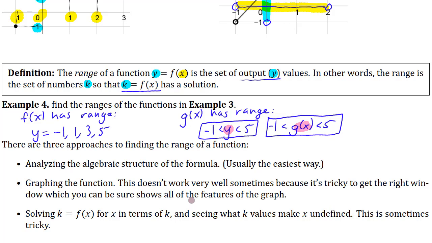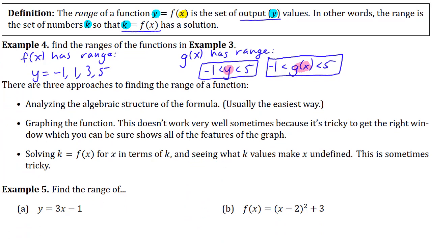You could also do this by actually solving k equals f of x for x in terms of k, and seeing what values of k make x undefined. This is sometimes tricky. If there's a value of k that makes x undefined, that means k is not part of the range. We'll see why that's tricky sometimes.